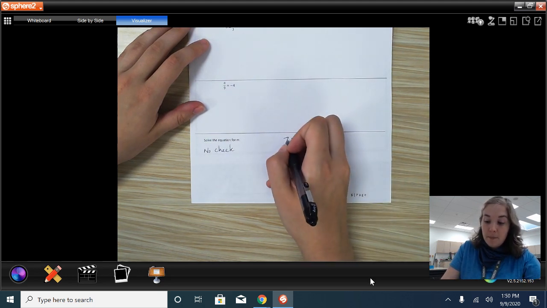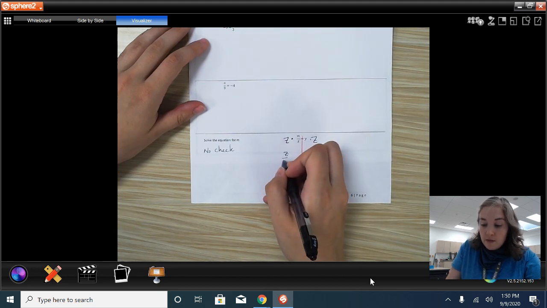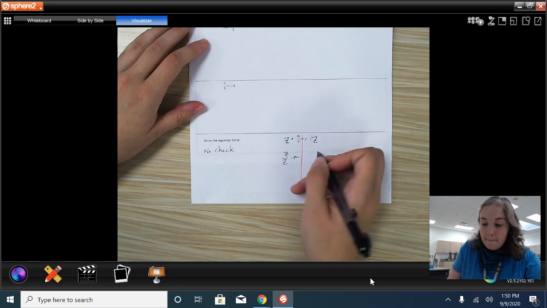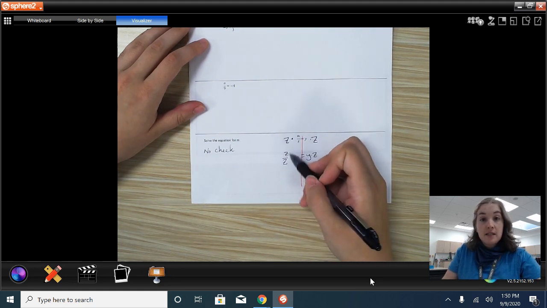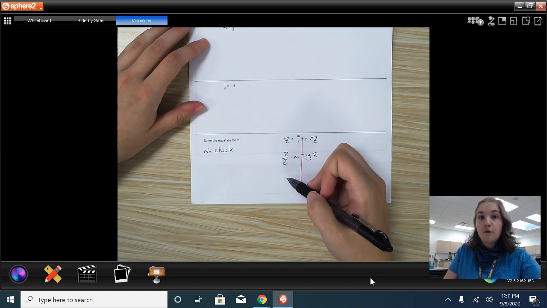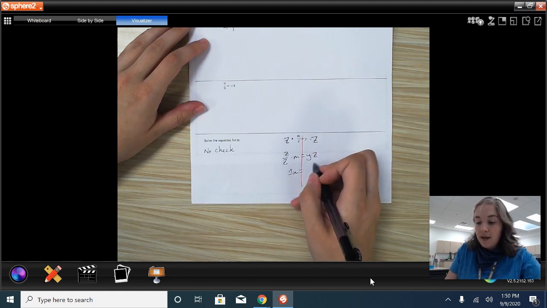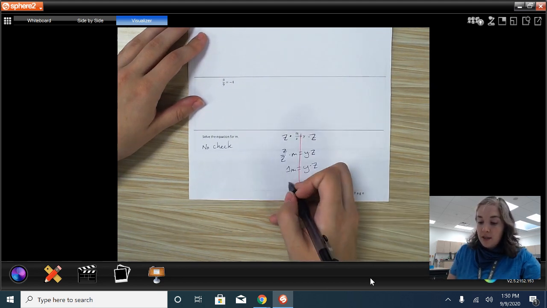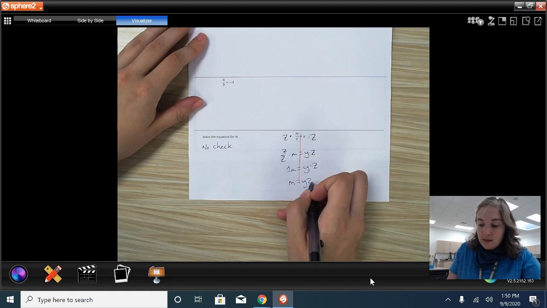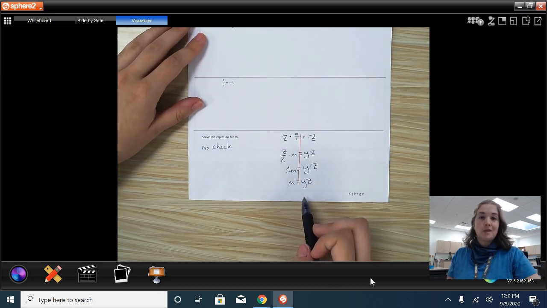So if I multiply both sides by z, then I end up with z divided by z times m equals y times z. Z divided by z, anything divided by itself is always 1. So I have 1m is equal to y times z. Or I can write that as m equals yz.